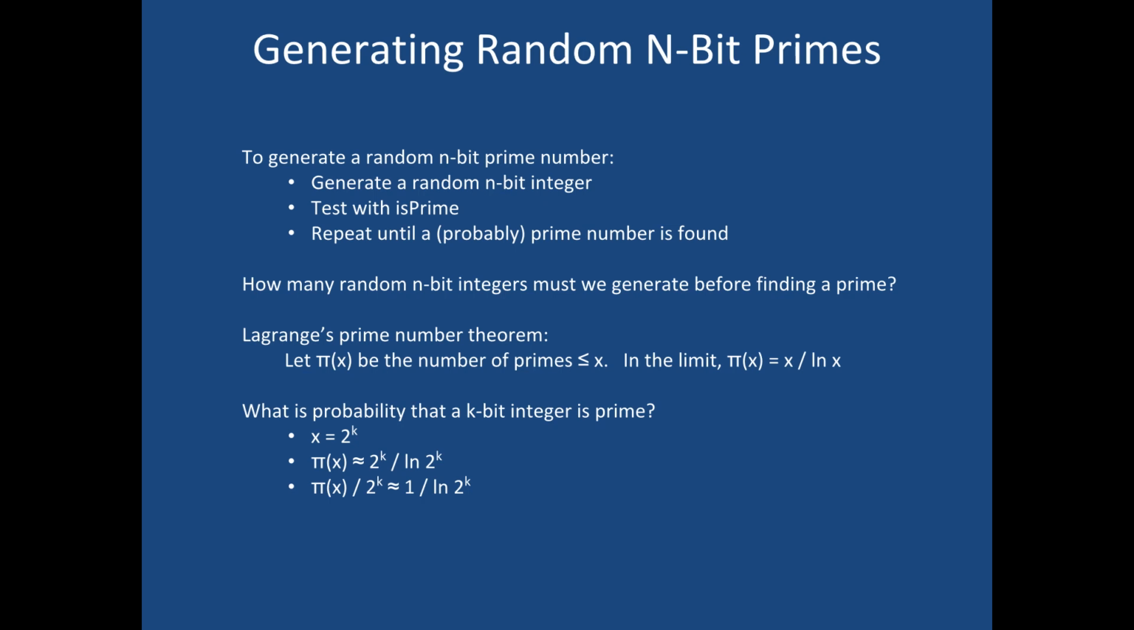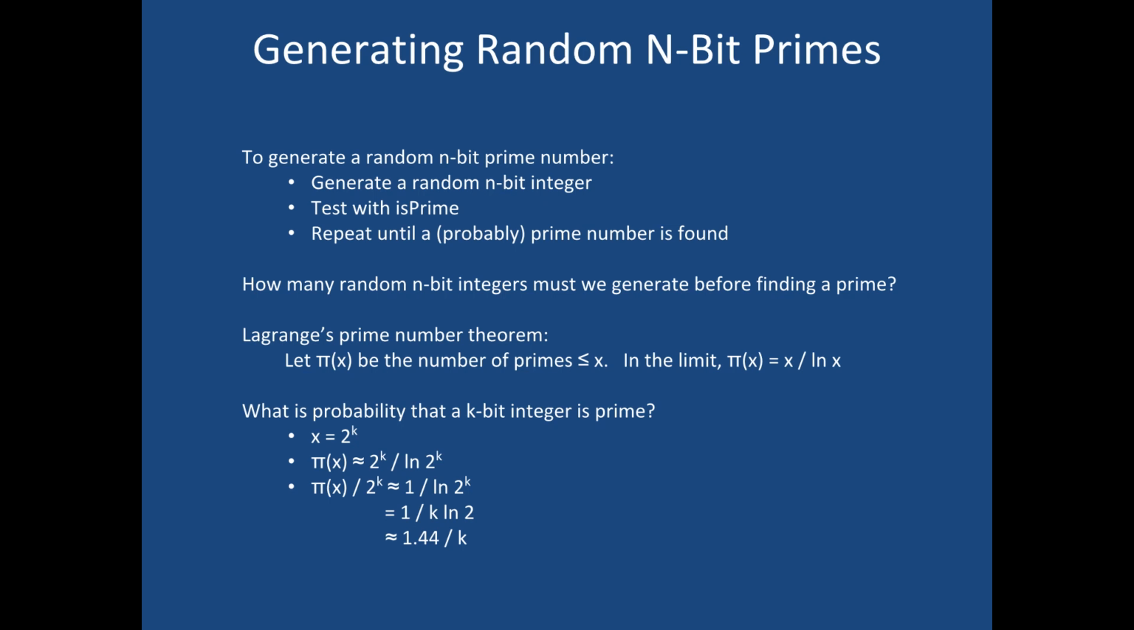Okay, so we've got this approximation. What did I do here? I divided pi of x by 2 to the k because I want the probability. If this is the number of primes, that's the number of k-bit numbers, so I do that division. I simplify it down, and it turns out it's about 1.44 divided by k.